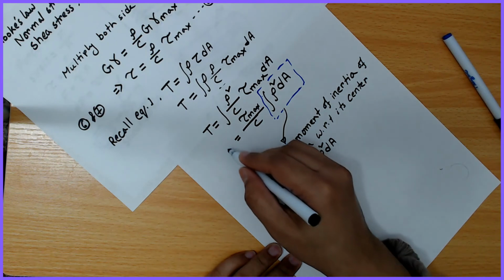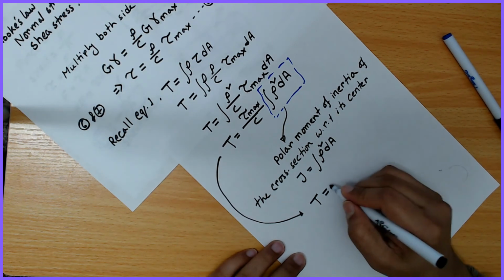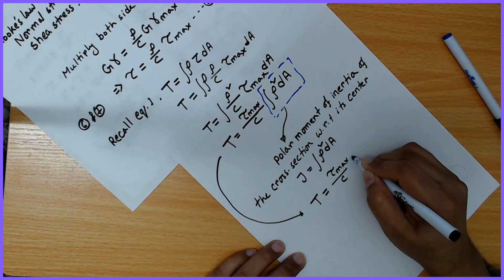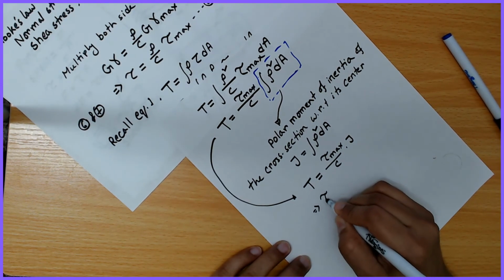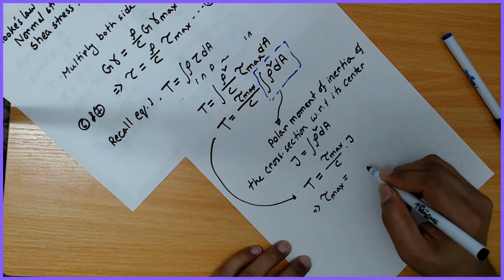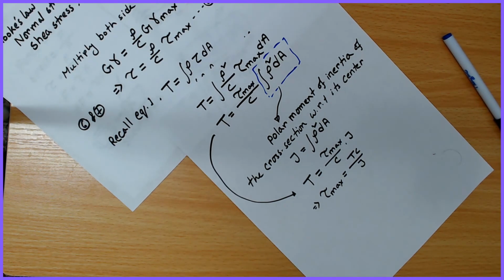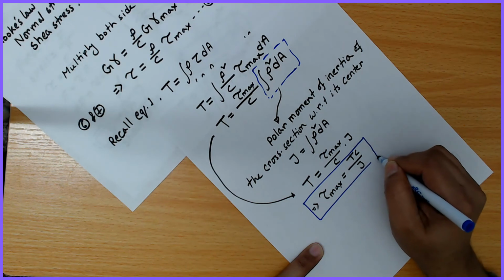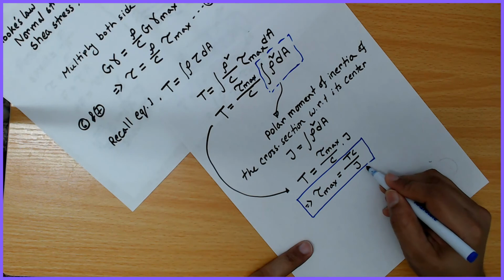Now, we can write this equation T is equal to tau max J by C. If we rearrange, we can say tau max equal to TC by J. So this is the equation of the stress on a shaft which experiences a torsion T.